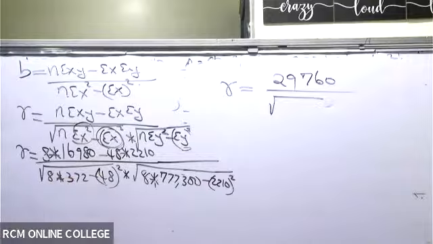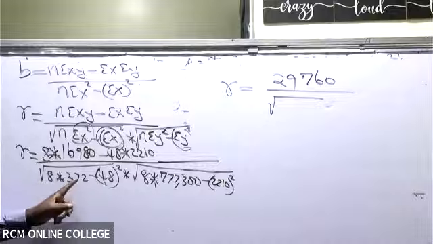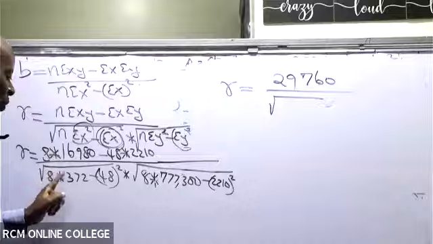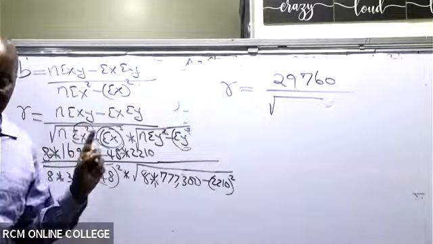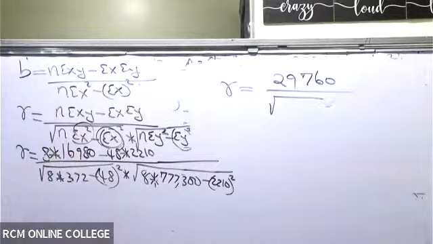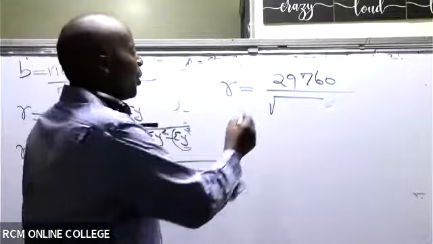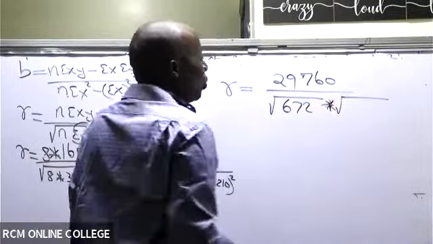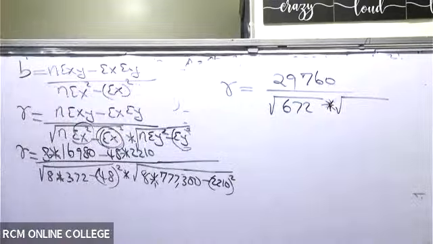Please give me that figure, just that. 8 times 372 minus 48 squared. Don't take the square root. I just want you to say 8 times 372 minus 48 squared. She's getting 672. Is there somebody else who is able to confirm that 672? Kevo has confirmed. Thank you, Kevo.